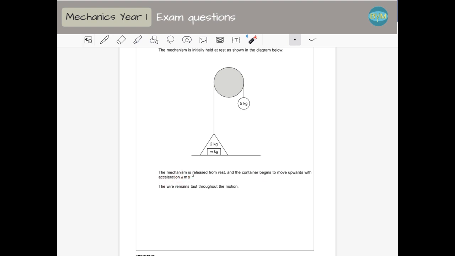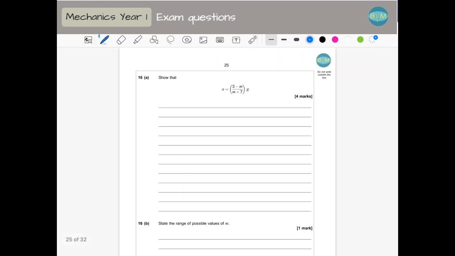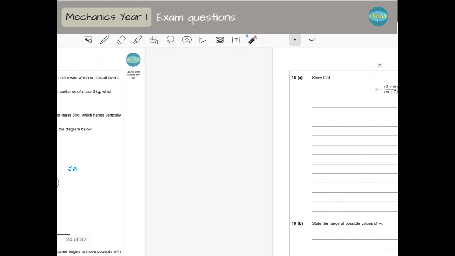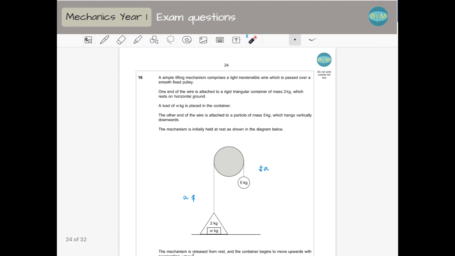So when this is released from rest, this is going down, this is going up, and the acceleration, they say, is a. So this is going up, acceleration a, this is going down, acceleration a. The wire remains taut through the motion. Then the first thing they ask is to show that the acceleration is this expression here in terms of m and g. So the first thing we are going to do is to draw the forces that are acting on both masses.